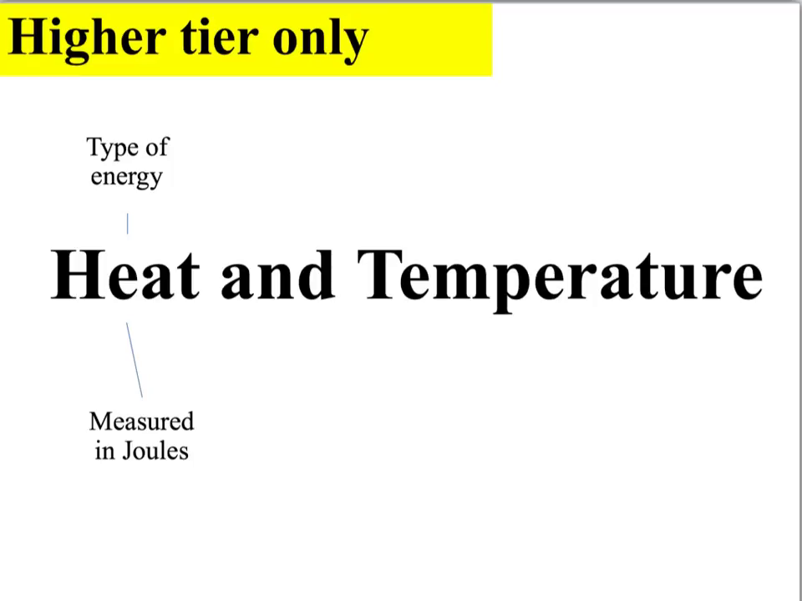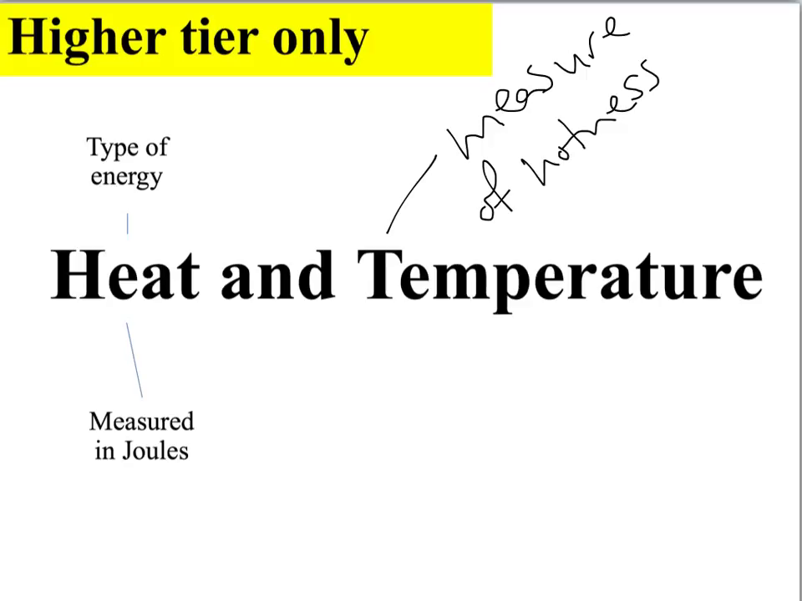Okay, this next piece is only relevant if you're studying for the higher tier. Well, we know that heat is a type of energy and that it's measured in joules. We can also add something now about temperature. Temperature tells us how hot something is, so we can say that it's a measure of hotness. We choose the scale that we use to measure temperature, and at GCSE that will always be degrees Celsius. There are, of course, other scales. Fahrenheit is one you may have heard of, and if you go on to study A-level, you will also use Kelvin.